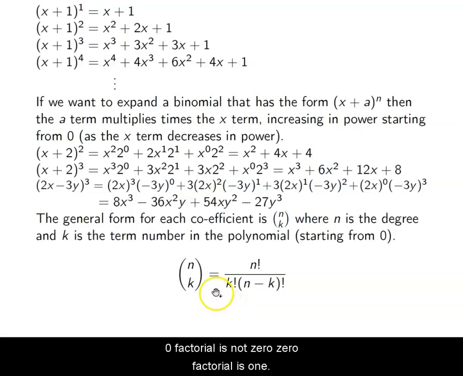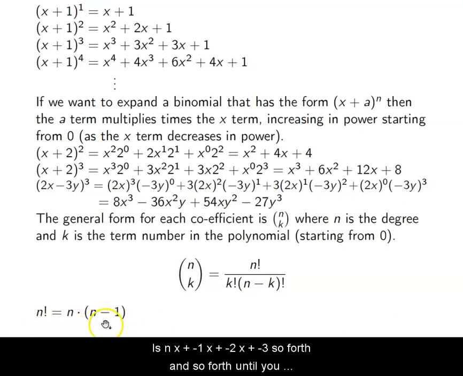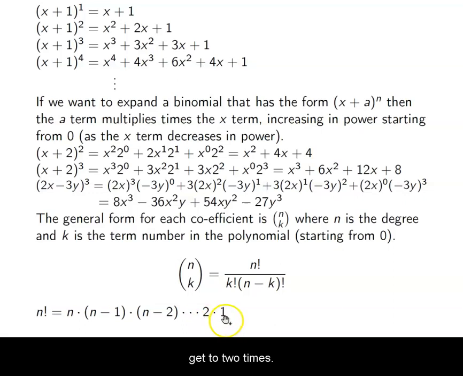0 factorial is not 0. 0 factorial is 1. Okay, so the definition of n factorial is n times n minus 1 times n minus 2 times n minus 3, and so forth, until you get to 2 times 1. Okay, so all the way down to 1 is how n factorial works. So for instance, 4 factorial is 4 times 3 times 2 times 1. You do not include 0.